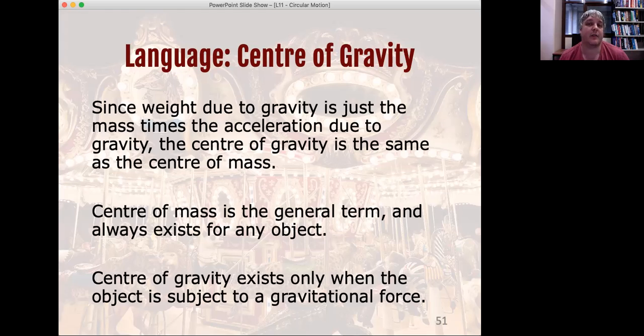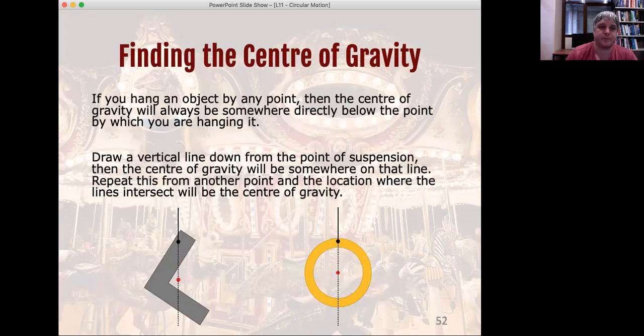Any object anywhere in the universe always has a center of mass. If it's got mass, it's got a center of mass, but it only has a center of gravity when it is being subjected to a gravitational force. So that's just a little clarification there. For that reason, I tend to stick with just talking about the center of mass and keep in mind that that is where gravity is going to act.